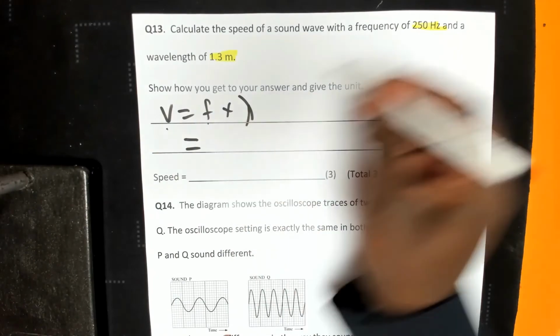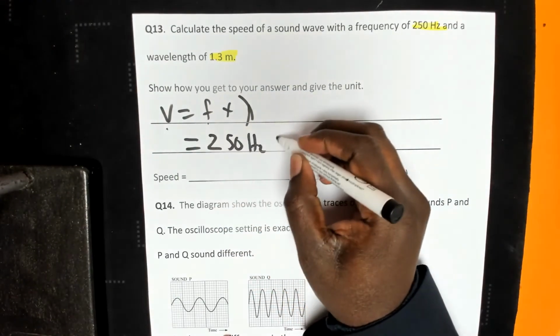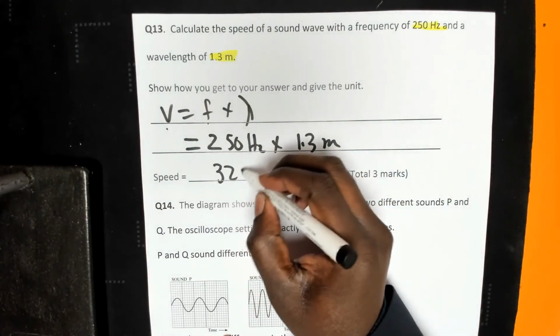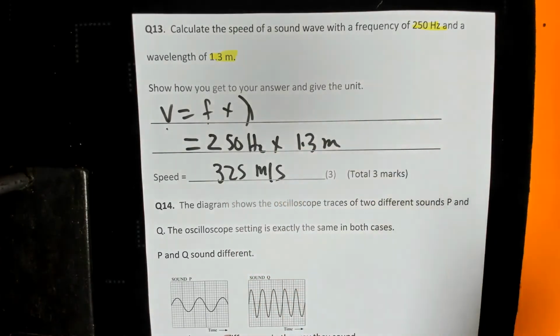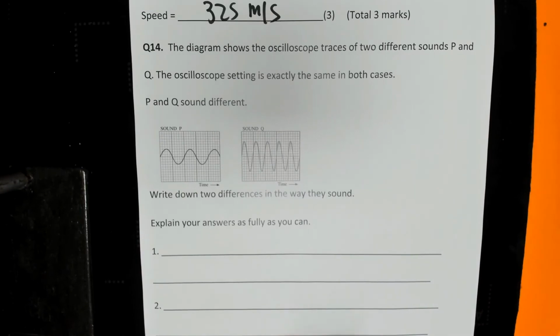Now let's substitute the values. So it's 250 hertz times 1.3 meters, which will end with 325 meters per second. And remember, the unit is very important. Now let us move to the next question.